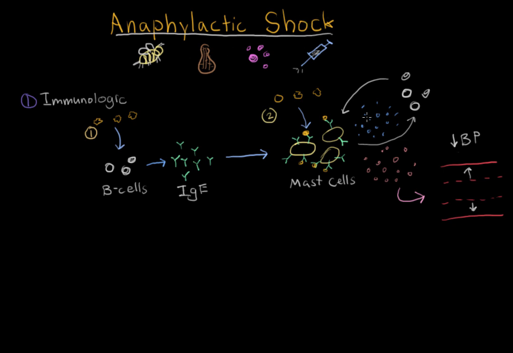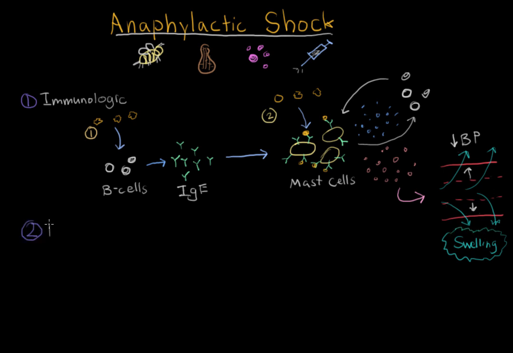And also let me note that histamine causes the blood vessels to become leaky, so fluid escapes the vascular space, which causes swelling to occur all throughout the body. So a patient has massive swelling along with a massive drop of blood pressure.